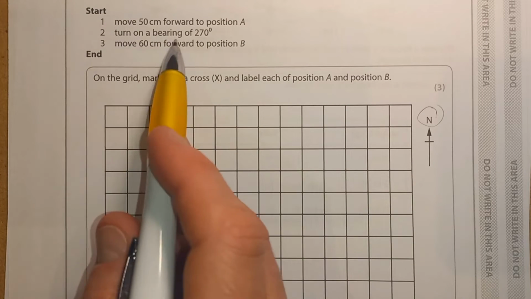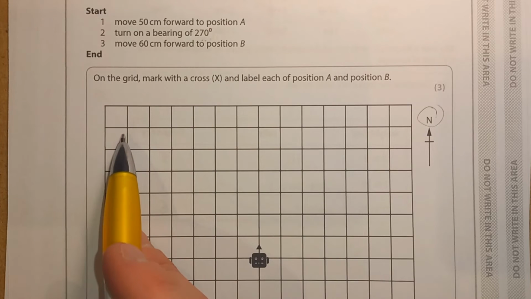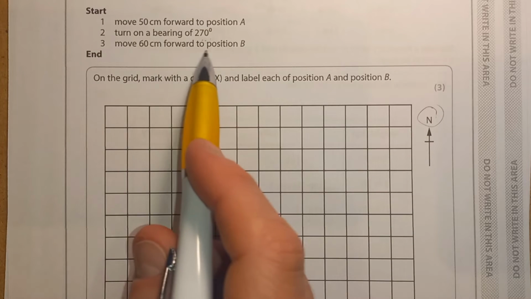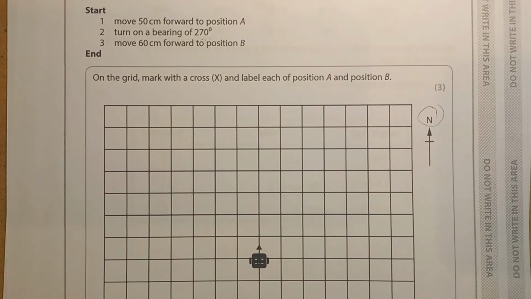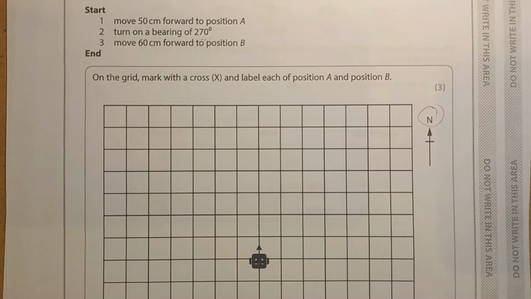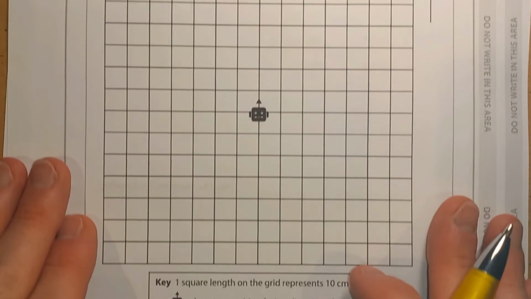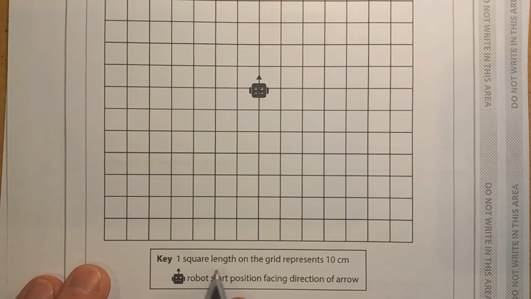Then turn on a bearing of 270 degrees. And then move 60 centimetres forward to position B. On the grid, mark with a cross and label each of position A and position B. And there's something very important at the bottom of this grid, which says 1 square length on the grid represents 10 centimetres. And the robot start position facing direction of arrow.